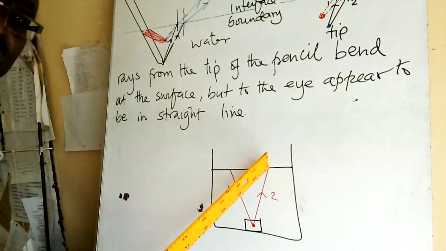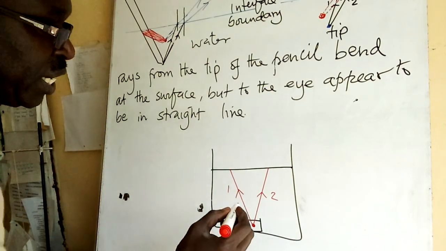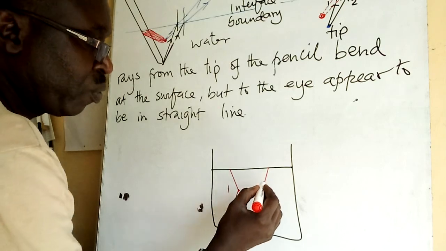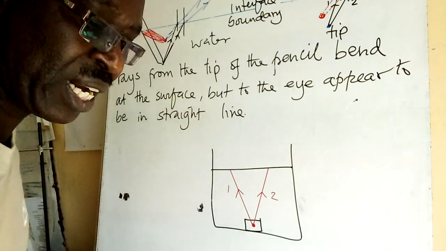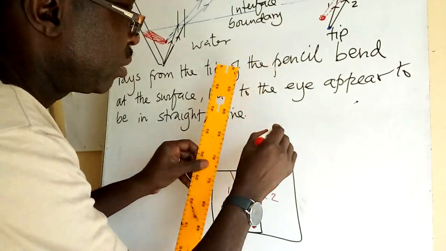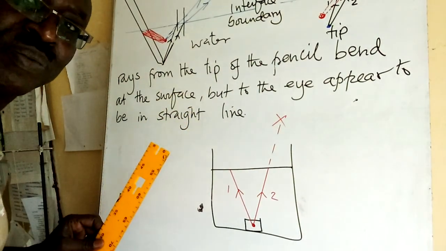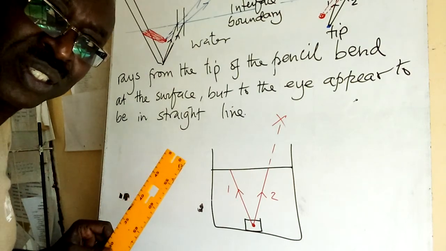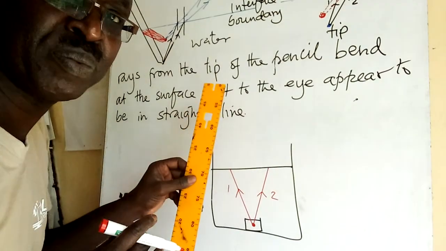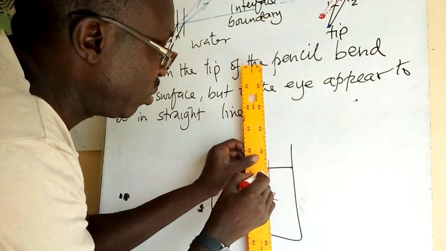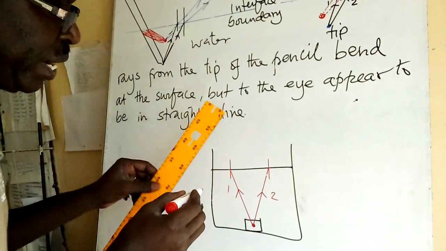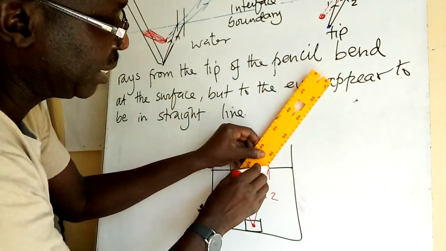Now, when they reach the interface, this is the boundary. Once they reach there, they cannot go straight. So, we repeat, they cannot go straight. Now, if they cannot go straight, at this point, if you can draw just a normal like that, it will bend. This one bends.